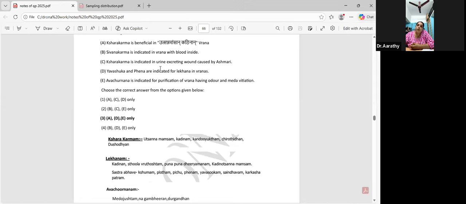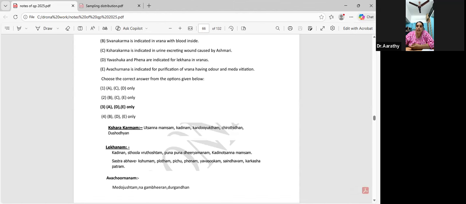Kshara karma, when you have oozing continuously, you cannot keep Kshara over there, right? With the oozing, it will flow out. Then how will the medicine work? So with common sense, you can easily omit that also. So B and C are wrong. Now, Yava, Shuka and Phena come under Anushastras, right? So Lekhana for Vranas. Yes, when you don't have Shastra, you use Kshauma, Plota, Pichu, Phena, Yavashuka, Saindhava, Karkashapatra. So that is right. So A and D are right options.